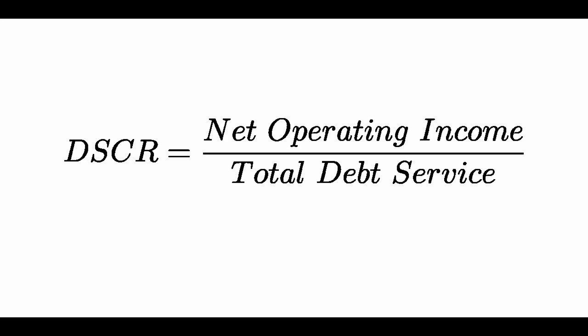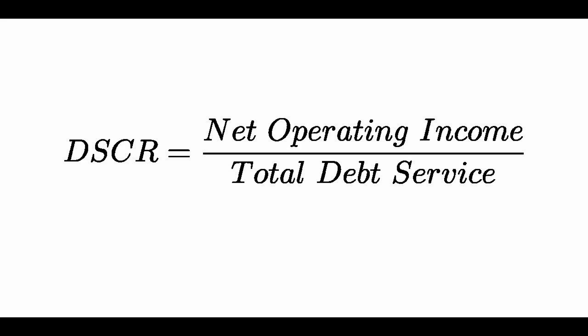profit after tax plus depreciation plus interest plus non-cash expenses, divided by preference dividend plus interest plus repayment obligation. So DSCR is calculated with this formula.